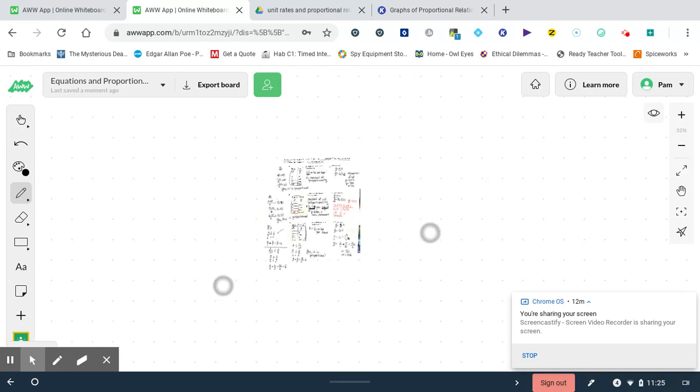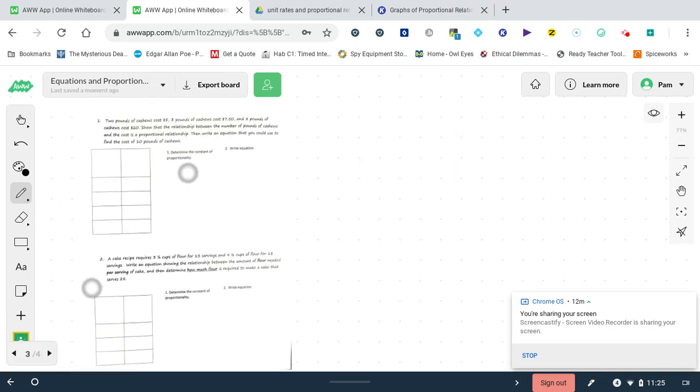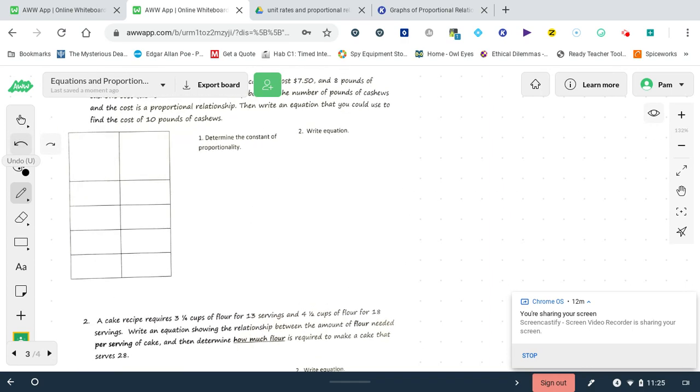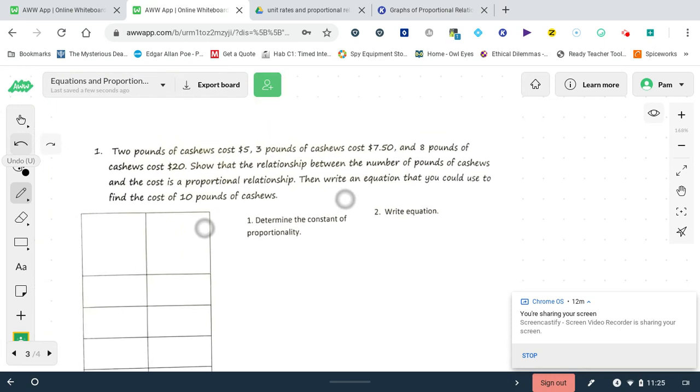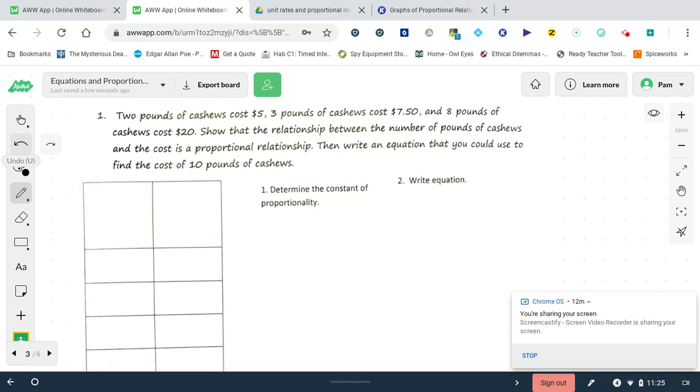Let me go to the next page. All right, so this next page, we got more problems that look like word problems. And notice we got to fill the tables in. All right, so here we go. So we're just going to read and just kind of do what the problem tells us to do.